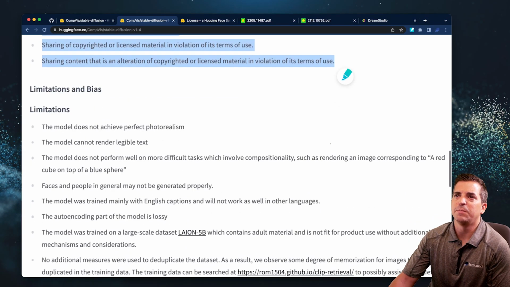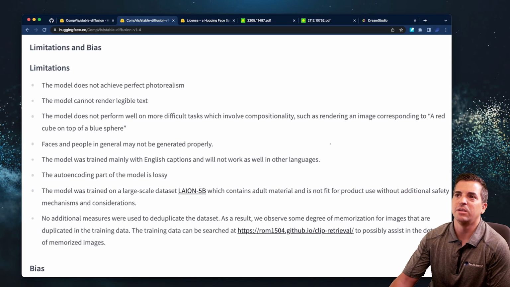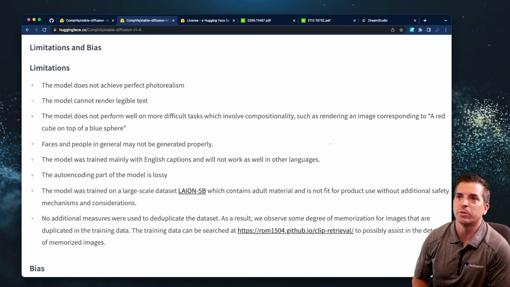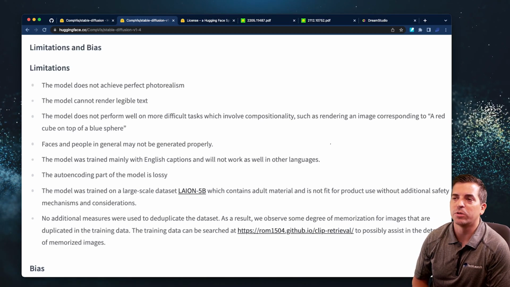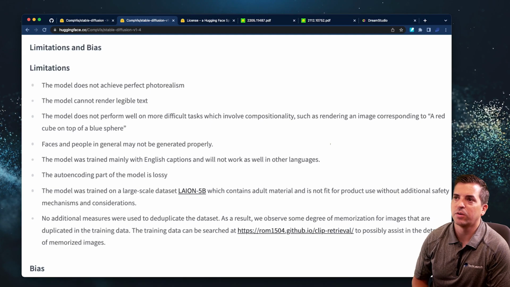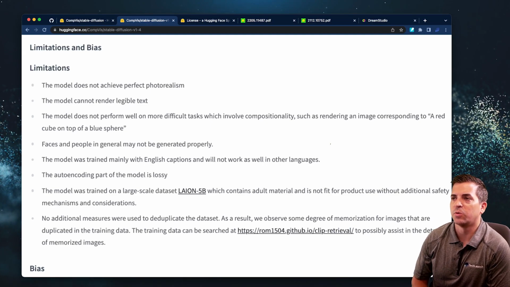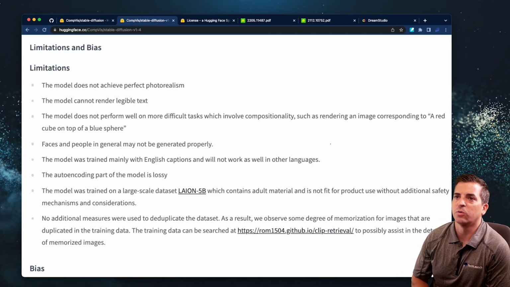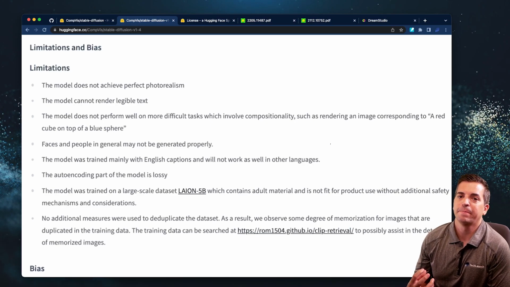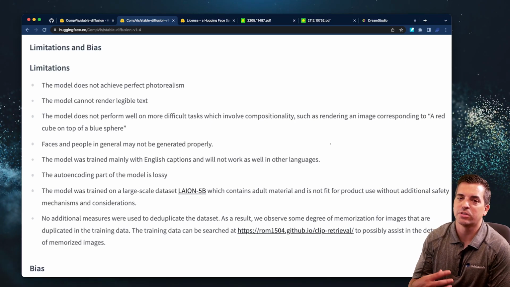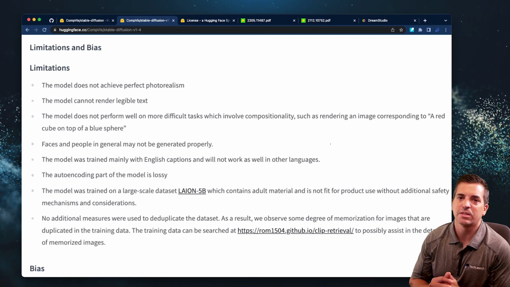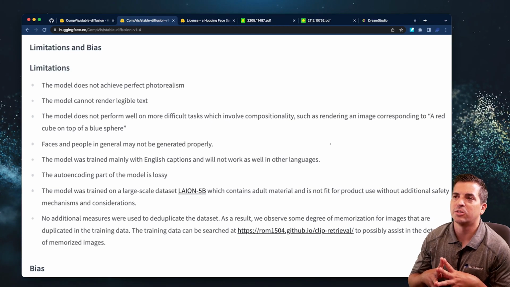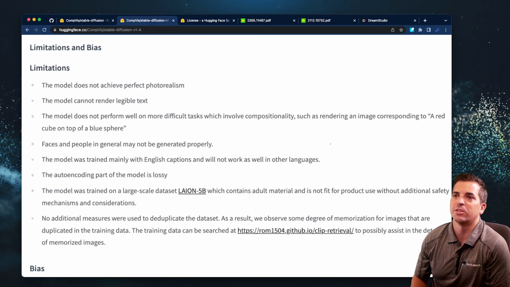They also go into the limitations and bias. So one of the things that they note is that it does not achieve perfect photorealism. It cannot render legible text. It does not perform well on more difficult tasks which involve compositionality, such as rendering an image corresponding to a red cube on top of a blue sphere. So it really is leveraging information that it sort of is already trained on, and then just sort of casting those sets of trained information elsewhere. And it really has trouble with this compositionality.